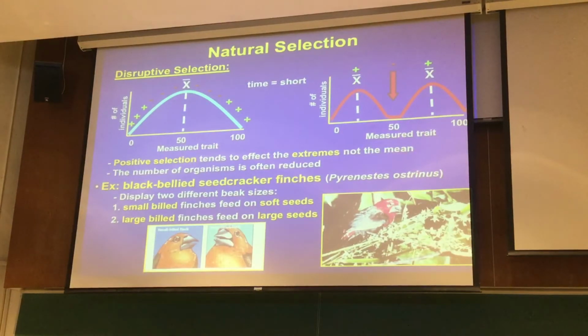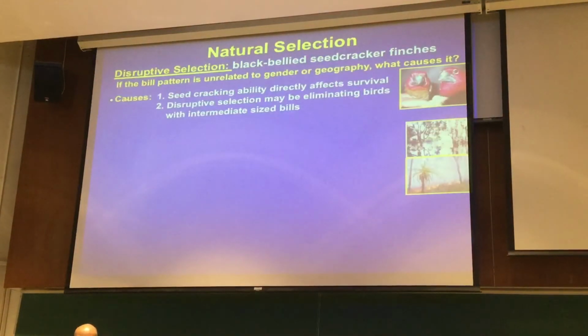Same exact animal, but they're feeding on different things, different shapes of the bill. So this is the way it works. Seed cracking, the ability to crack seeds, is directly related to the survivability of the birds. Disruptive selection eliminates birds with an intermediate-sized bill. You don't see a lot of them. Well, why not? Because the environment of this bird is quite unique.